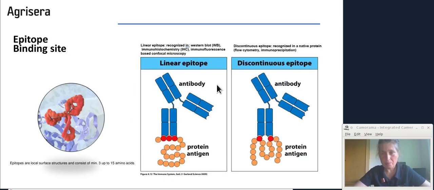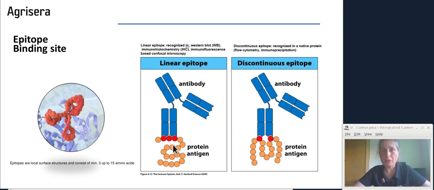And that's where the binding occurs, and it is through the so-called epitope, which varies from 3 to 15 amino acids. So an antibody is recognizing a sequence of 3 to 15 amino acids. And it can be a linear sequence, so an epitope can be linear, which is just subsequent amino acids in the protein sequence.